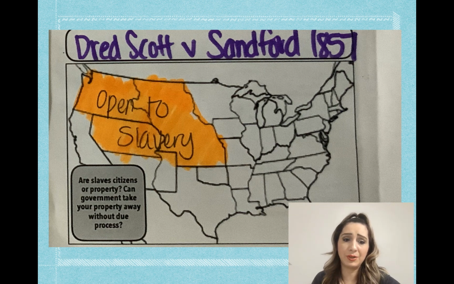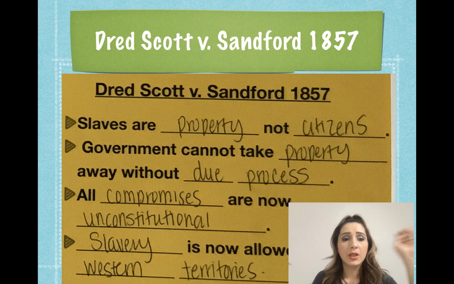And to answer the questions, are slaves citizens? No, they're property. Can a government take away your property without due process? No, we can't. What does that mean? All of this territory is open to slavery, and all those other compromises, like the Missouri Compromise, are considered unconstitutional. So slaves are property, not citizens. Government cannot take property away without due process. All previous compromises are unconstitutional, and slavery is now allowed in all the Western territories.